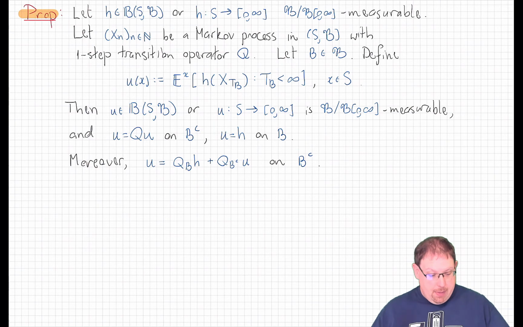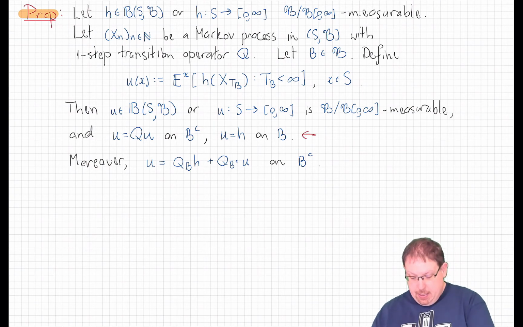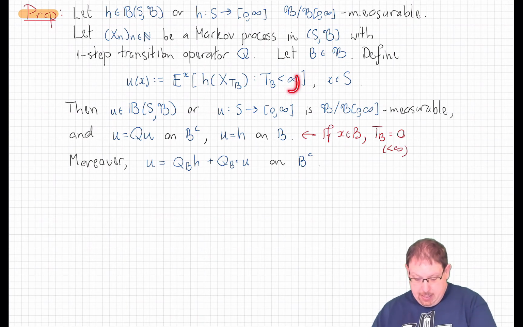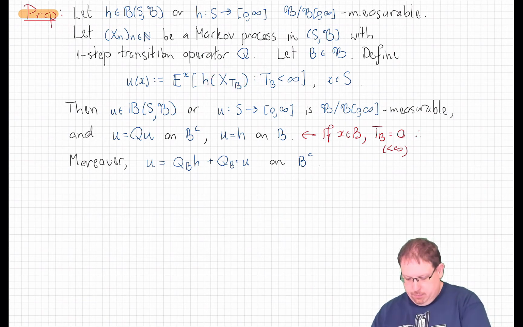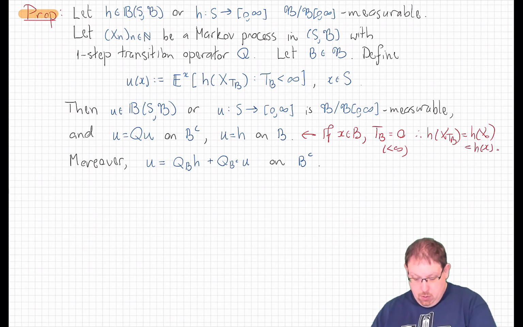For that second statement, that's pretty clear. It's just because if x is in B, that means that the hitting time of B is 0, which of course is less than infinity. So that means that this condition is satisfied, and TB is 0, so this is just going to be h of x0, which, under the condition here, is h of x, which is what is claimed in this case.